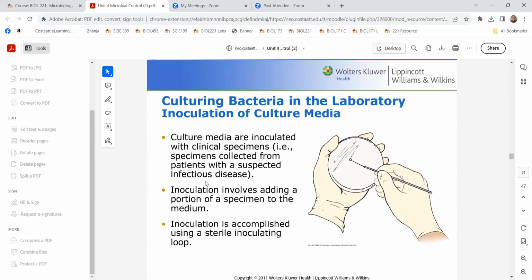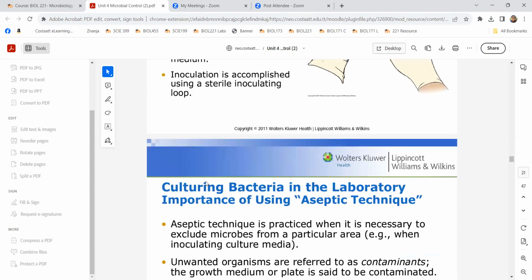Okay. We all did inoculation in the lab already. I'm not going to go through this in detail. Inoculation, you all should know how to define it. It's the addition of an organism to a nutrient plate or to a medium using aseptic technique, right?